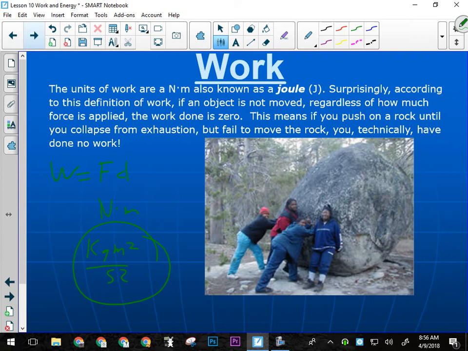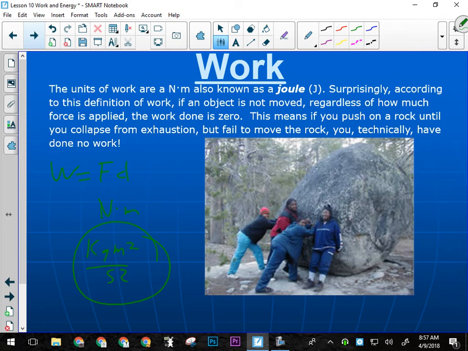All right, so those four girls there that are pushing on that rock, and they're not pushing very hard, but they're pushing. Are they doing any work? Well, they're not moving the rock, so they're not doing any work on the rock. Is work being done? Possibly, yeah. They're going to expend energy pushing on the rock.